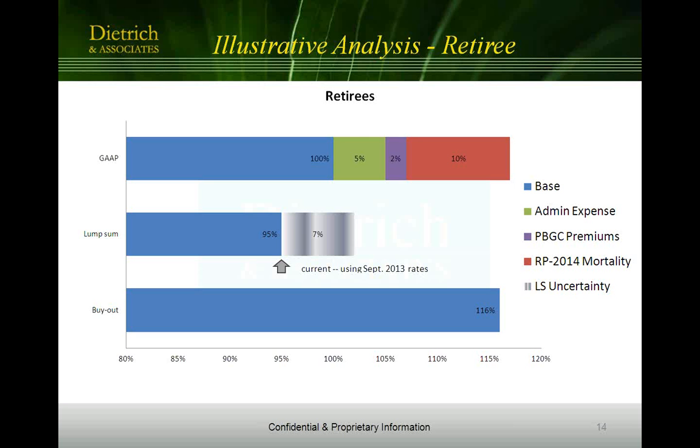Given the time that it takes to prepare for a full plan termination, there's going to be a lot of volatility in the amount of cash that's going to be required at different points in time. Your actuary can give you an estimate now, but it may be very different a month or a year from now. This is why working with a firm like Dietrich, as well as your actuary, can help you keep tabs on this amount and know when the time is right to do a transaction.